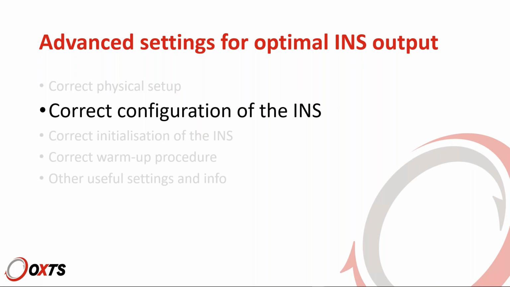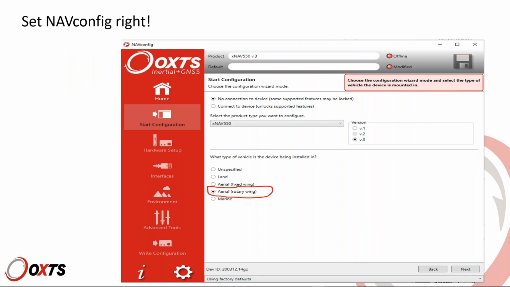Now, correct config. Obviously, the two things are related. First of all, a quick one: in NAVconfig, you can select the kind of application that you have. So for example, aerial in this case, fixed wing or rotary wing. This is just to simplify NAVconfig settings for you, so you are not presented with a bunch of settings that you are not interested in, that would be applicable to a land vehicle, for example. And obviously, they have no place on a drone, so you don't waste your time with them. So if you select your specific application at the first home page of NAVconfig, it gives you just the configuration pages that you are interested in.